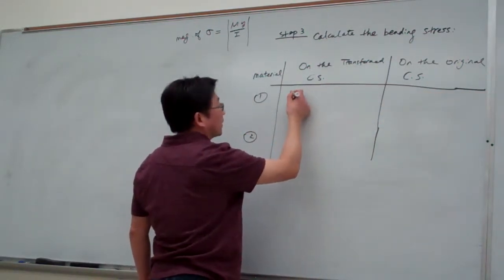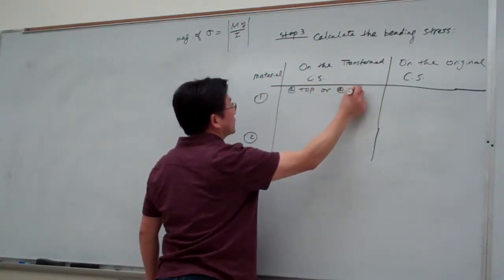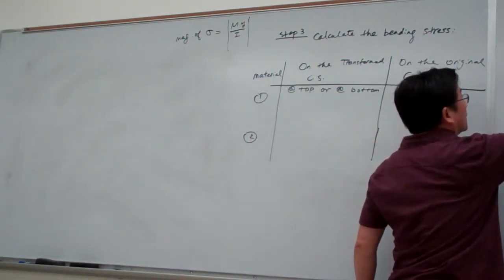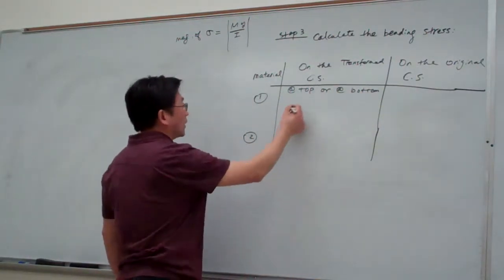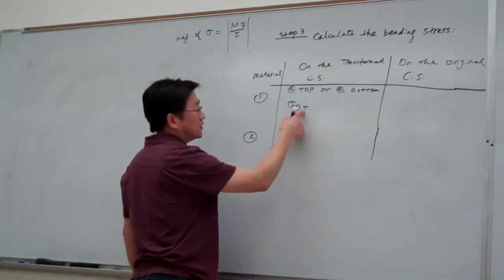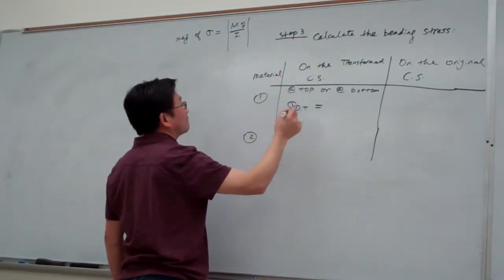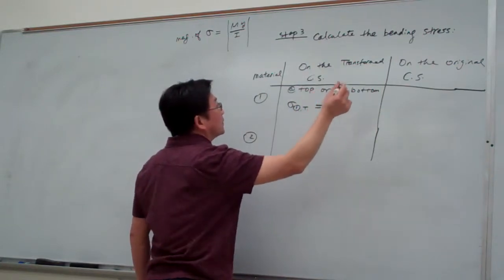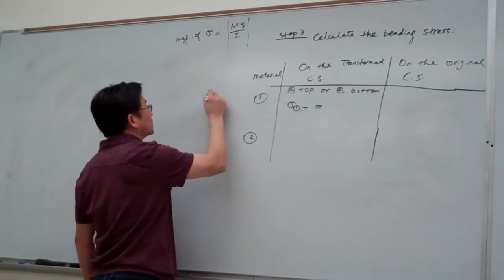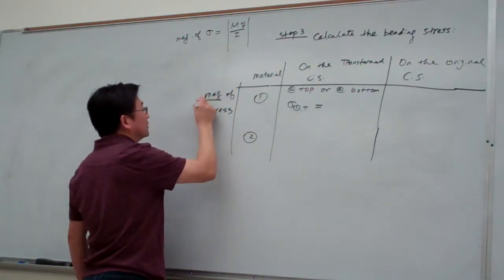So that would be at top or at bottom, and as indicated here or here. So that one, the stress will be equal to, on the transformed, here the T indicated is on the transformed, will be equal to the magnitude of stress. Okay, here I highlight the magnitude.